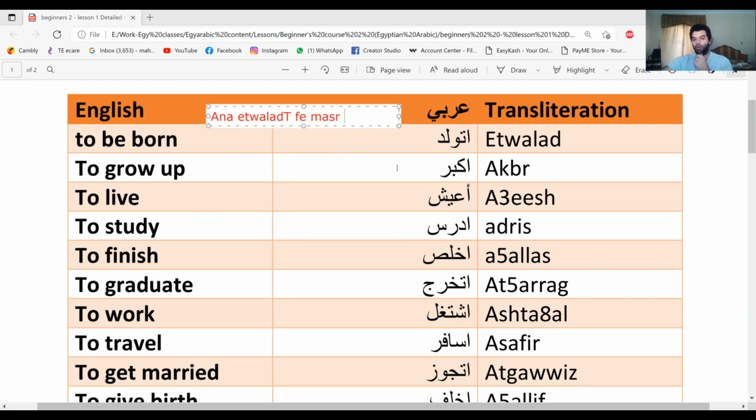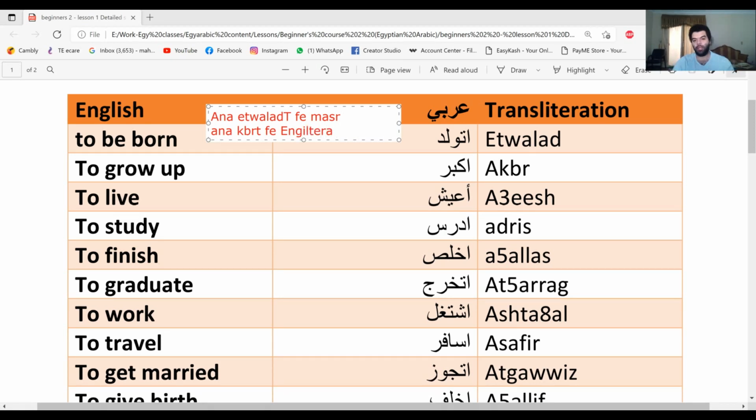There. Okay, and the second word is to grow up. So we say akbar. So you want to say I grew up in a country. Also, we use the past tense. So we take away the alif and we put the T at the end. So we say ana كبرت في, let's say my story, I grew up in England. So أنا كبرت في إنجلترا.